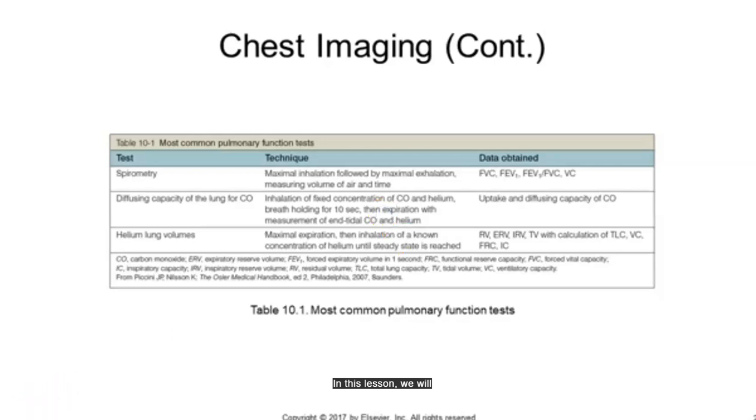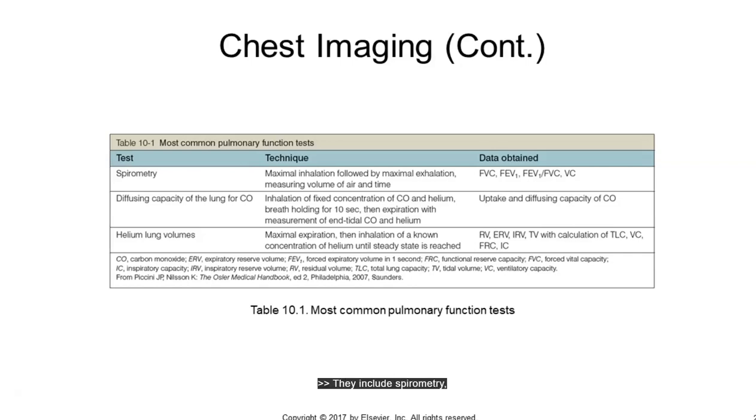In this lesson, we will finish our general discussion of pulmonary diagnostic tests. Included in this discussion are PFTs, ABGs, and oximetry, and lastly, cytologic and hematologic tests. We start our lesson by looking at the most common pulmonary function tests.